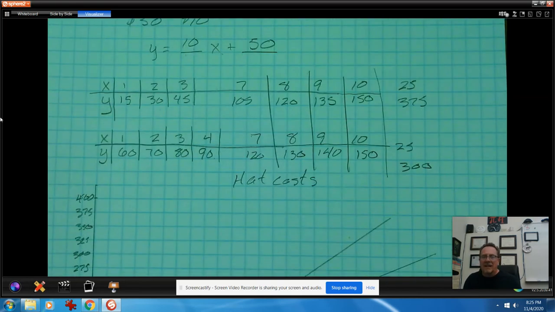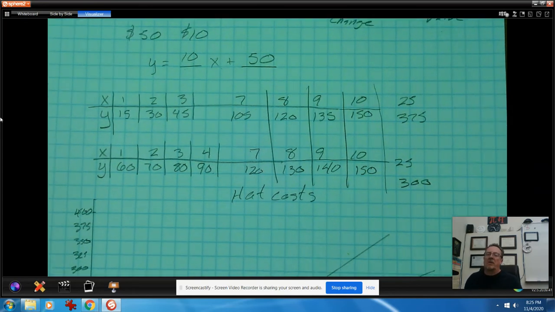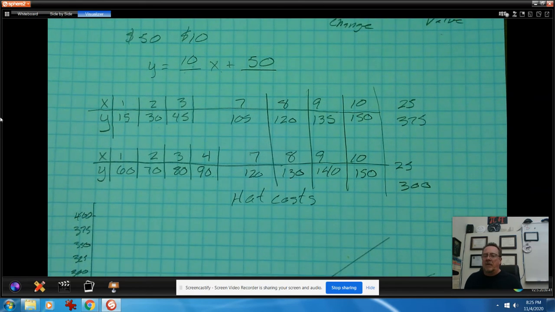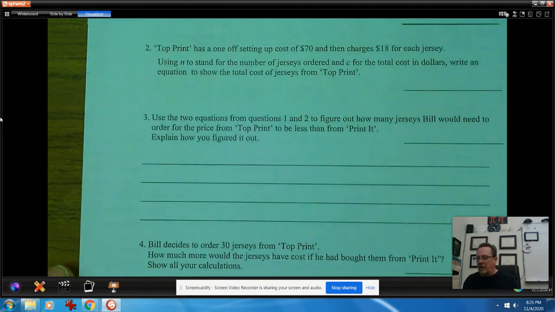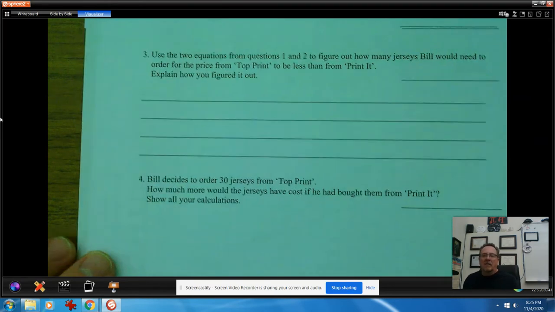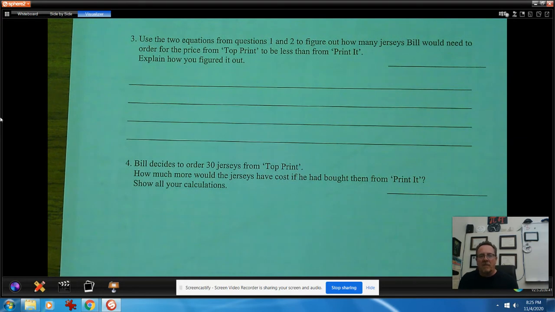Okay. And it might be a situation like this where you go, well, it kind of depends on how many jerseys he needs to order, because one company is probably going to be cheaper originally, and the second company is probably going to be cheaper if you buy more. So you're going to have to figure out, well, how many jerseys does he have to buy for one company to start becoming cheaper? Okay.